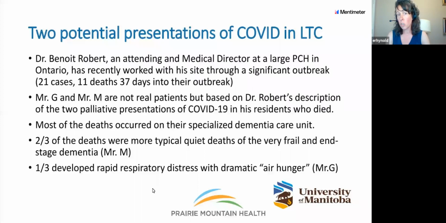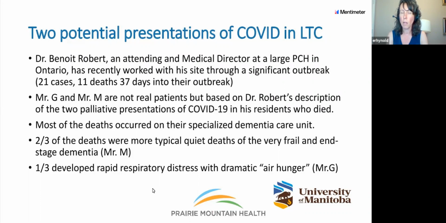But Mr. G and Mr. M are not real specific patients. They're based on Dr. Robert's description of the 2 main palliative presentations of COVID-19 that he saw. And this is consistent with reports that I've been hearing elsewhere of residents who died.